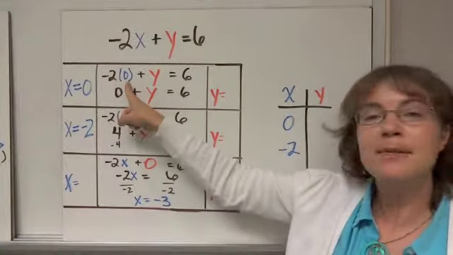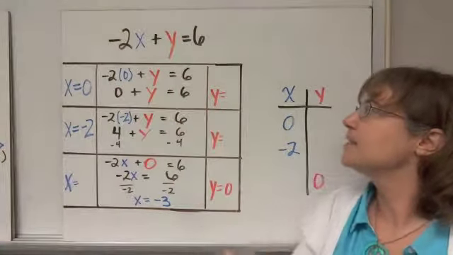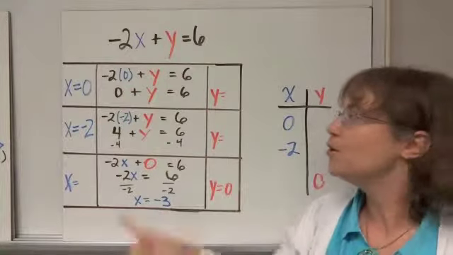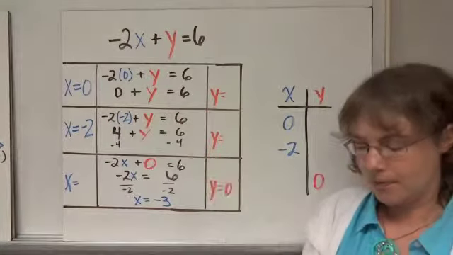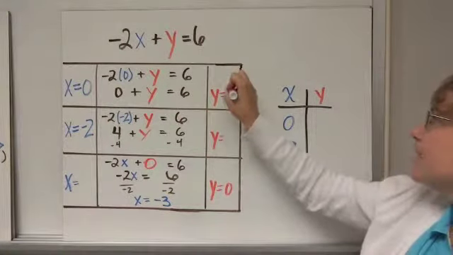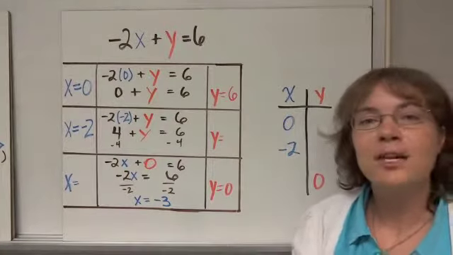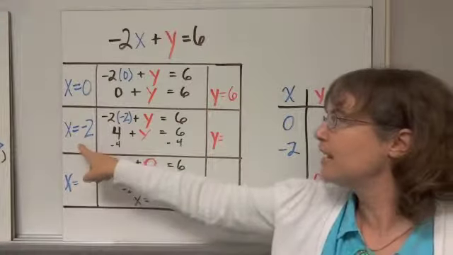So negative 2 times 0 plus y is equal to 6. Well, negative 2 times 0 I know is 0. 0 plus y equals 6, and so y is equal to 6. Now I'm going to try another value for x. I'm going to try a negative value.